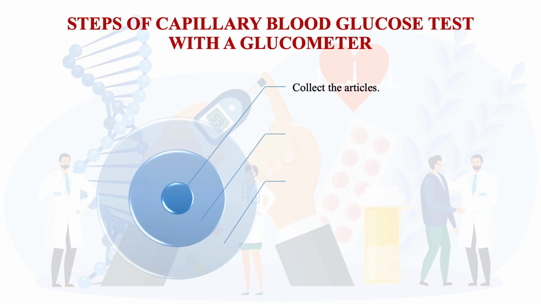Coming to the steps of capillary blood glucose test with a glucometer: collect the articles, wash hands, skin or site preparation is done if required. Wash your hands first.